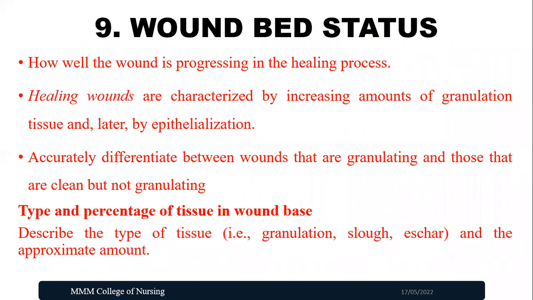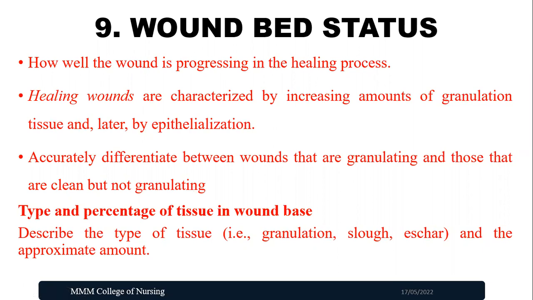The next component of wound assessment is the wound bed status. Wound bed status will help us to identify how well the wound is progressing in the healing process. Healing wounds are characterized by increasing amounts of granulation tissue, which may later be replaced by epithelialization. We must accurately differentiate between wounds that are granulating and those that are not granulating.